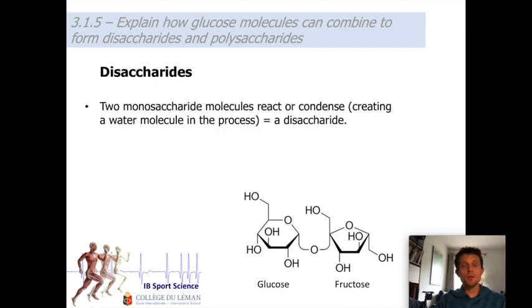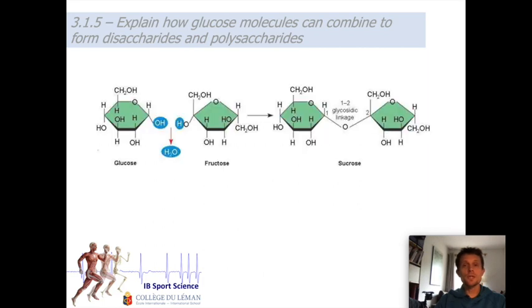Disaccharides happen when monosaccharides group together to form chains of 2. An example of this is sucrose, or what we otherwise know as normal table sugar that you'd put in your coffee. And this is what we get when we combine glucose and fructose together. The process of combining 2 monosaccharides to form a disaccharide involves a chemical reaction called a condensation reaction. We can see in the case of creating sucrose from glucose and fructose, a 1 to 2 glycosidic linkage is formed, and that produces an additional water molecule. Any reaction where water is produced is known as a condensation reaction.